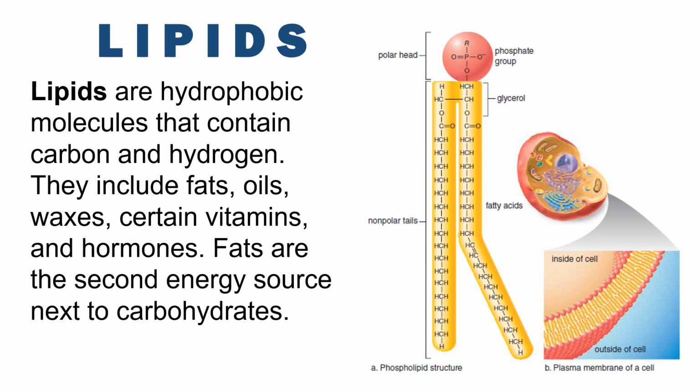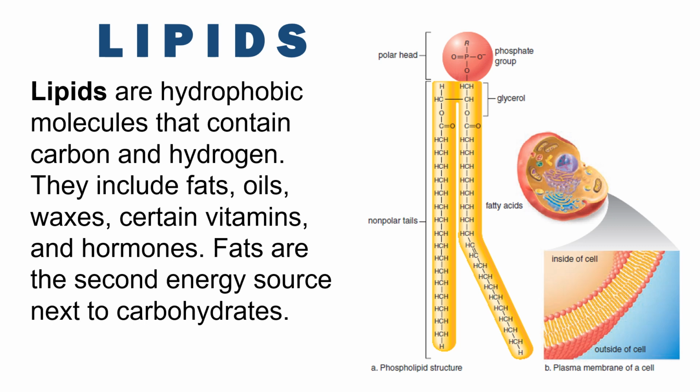And the last type of macromolecules that we have here are lipids. And lipids are hydrophobic. When we say hydrophobic, they do not mix with water. Ayan, they are hydrophobic molecules that contain carbon and hydrogen. They include fats, oils, waxes, certain vitamins, and hormones. And remember, fats are the second energy source next to carbohydrates.